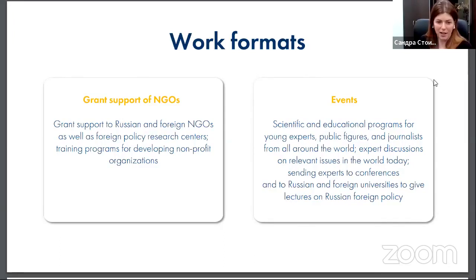Besides us giving grant support to foreign NGOs, if you have a Russian one as a partner, then they can apply to the presidential grant. They can apply for the grants in Rosmolodezh, Rossotrudnichestvo, etc. So it would be nice to have a partner in Russia.